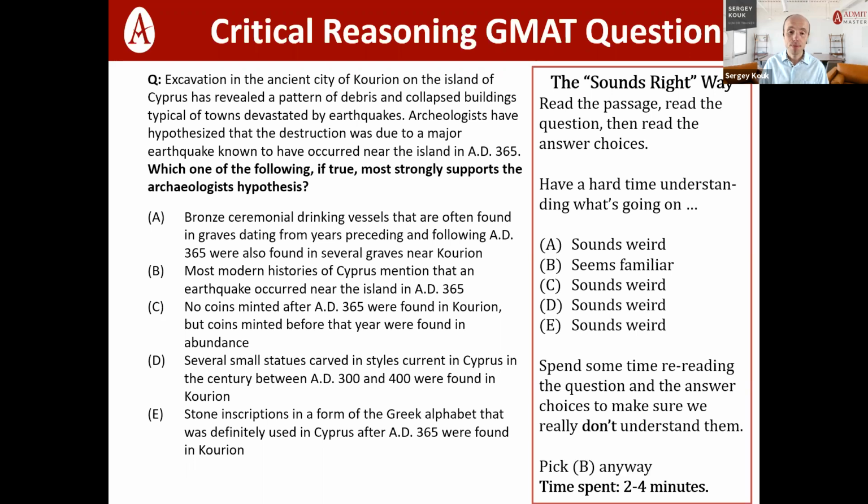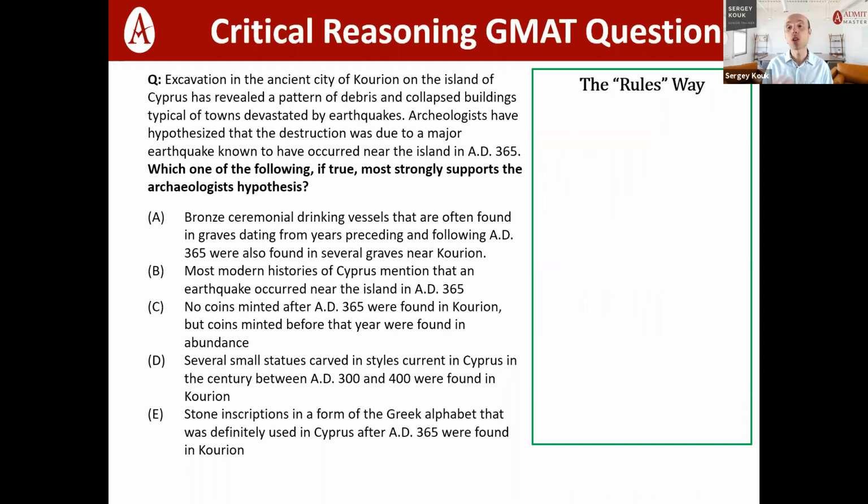And it's easy to spend a lot of time on this question just because we don't yet have the confidence to know that B is actually the right answer. So how could we gain that confidence? How could we maybe have a better structure for doing this question? Well, perhaps we should learn some rules. And one of the very helpful rules of doing critical reasoning questions is that if we read the question first, we'll know exactly what to look for.